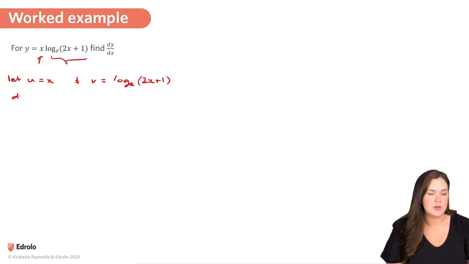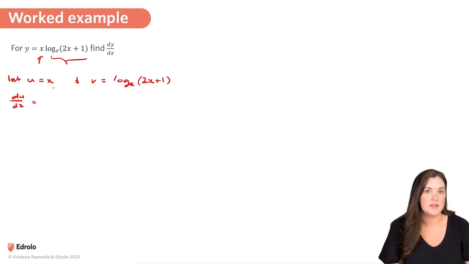So I have du dx, and the derivative of that is just 1. And the derivative of v, I'm going to get 2 over 2x plus 1. So if you're not sure how to do this, go back a couple of lessons when we differentiate log functions, and you'll be able to differentiate that nicely.